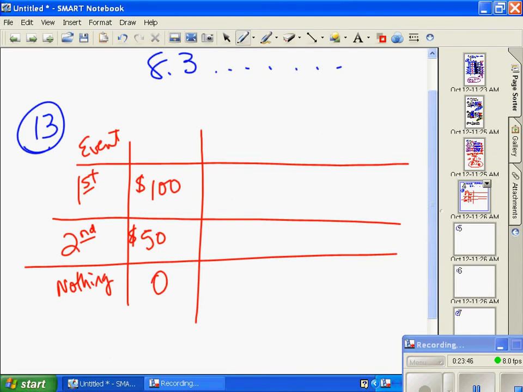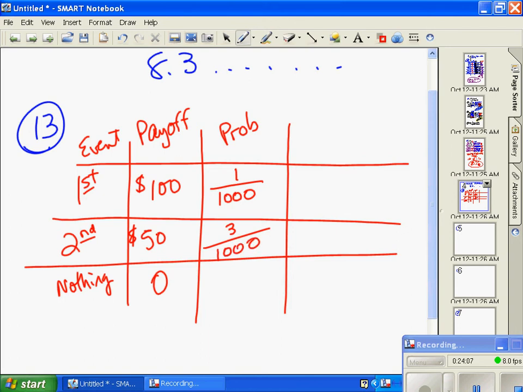All right? So if I think about this, and again I'm doing the payoff method, my probability: the probability of getting a first place ticket, they said there's only 1 in the basket to draw out. But my second place ticket, there's 3 sitting in that basket. And then how many losing tickets are in the basket? Well, if there's 1,000, I've already had 4 indicated. It would have 996.